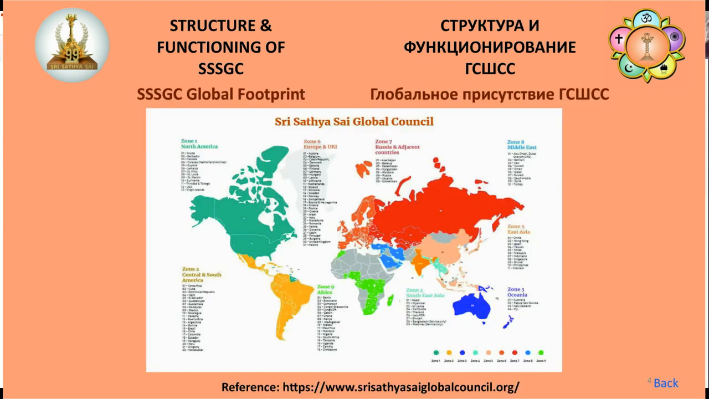I'll move to the next slide. And this we already covered. This is talking about Shri Satya Sai Global Council, how the 9 zones have been organized continent-wise. There are a total of 126 countries in these 9 zones.